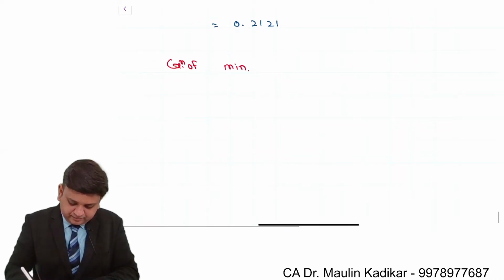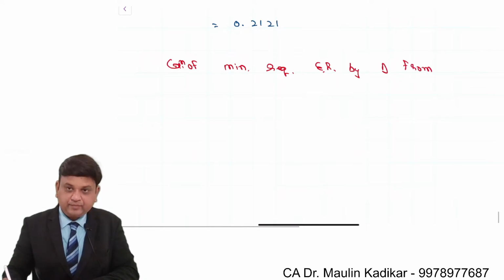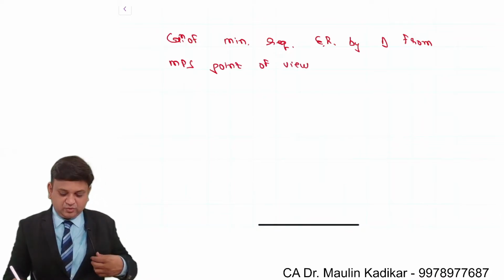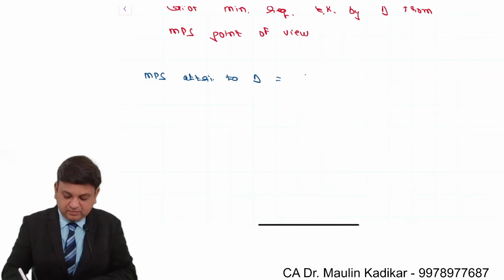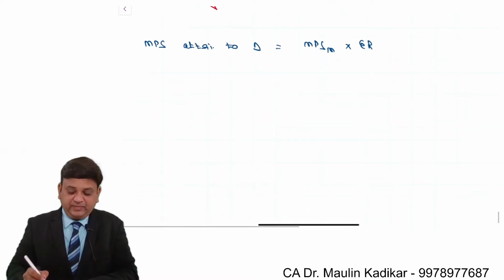Calculation of minimum required exchange ratio by D from MPS point of view. So let us see how to make the calculation of the answer. MPS attributable to D is equal to MPS of the merged firm into exchange ratio. MPS attributable to D should not be less than 15.